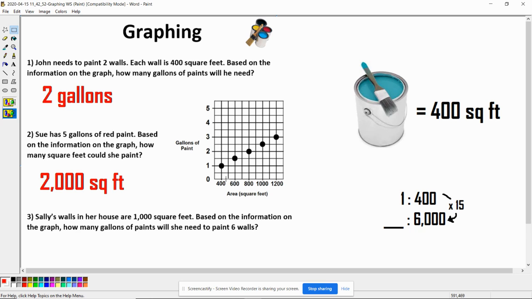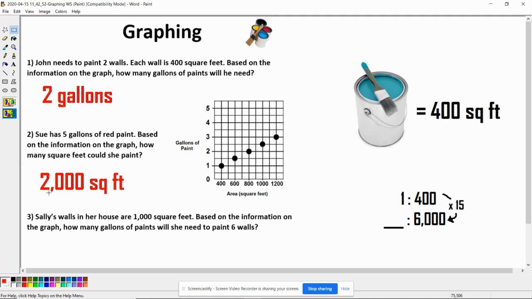So it looks like to me, this line is pretty steady. Looks like each gallon of paint will cover 400 square feet. All right. So if John needs to paint 2 walls and each wall is 400 square feet, well, that's 800 square feet. If he needs to cover 800 square feet, he's going to need 2 gallons of paint. 2 gallons is 800 square feet right here. 800 square feet is 2 gallons.